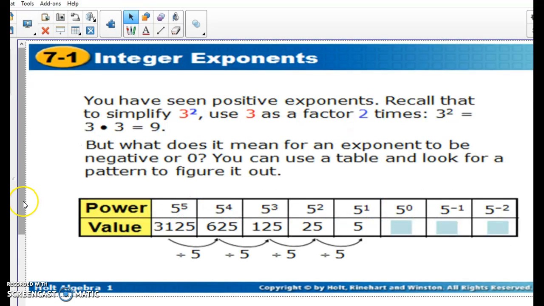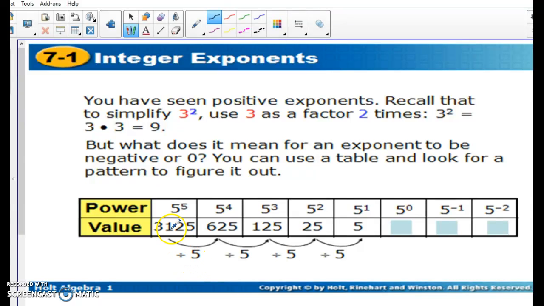Okay, so just a review from last year. If we're looking at exponents here, 5 to the 5th power is 3,125, 5 to the 4th power is 625, 5 to the 3rd power is 125, and so on. When we're filling in the rest of these, it makes sense that 5 to the 0 power, some of you are going to want to say is 0, but it's not, because you can see from the trend that 3125 divided by 5 is 625. 625 divided by 5 is 125, and so on. So 5 divided by 5 is 1.